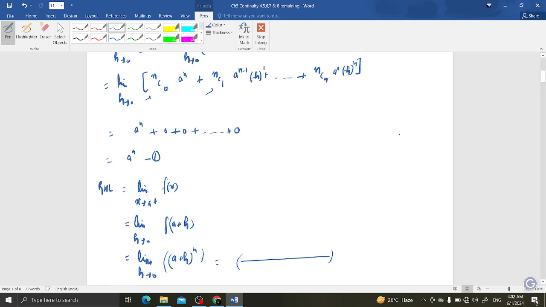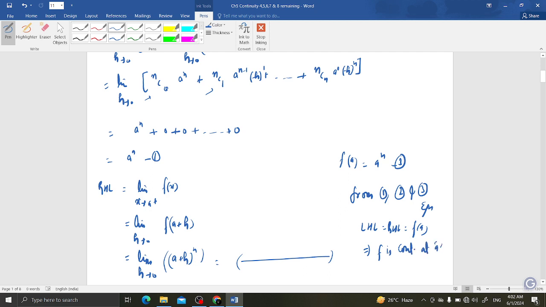Now the LHL is this one, the RHL is this one, and the function value at a is also a raised to the power n. This is the third equation. Now from the first, second and third equations, we prove that LHL equals RHL equals f(a), which implies that f is continuous at a.